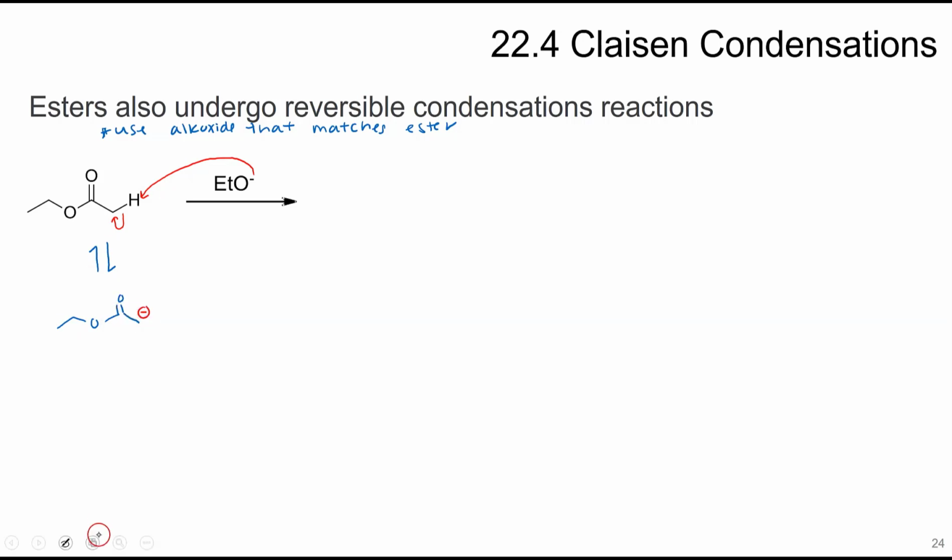There's a negative charge there. So this enolate will attack the ester, which is a good electrophile. Those electrons will go up there. So I have the original ester, new bond, second ester, so there's my tetrahedral intermediate.